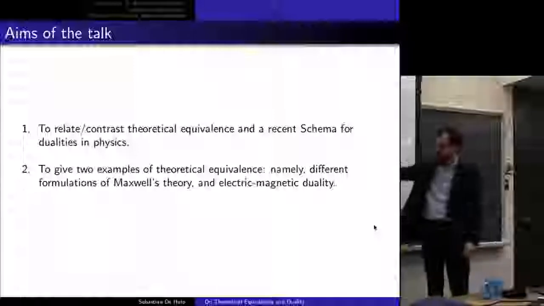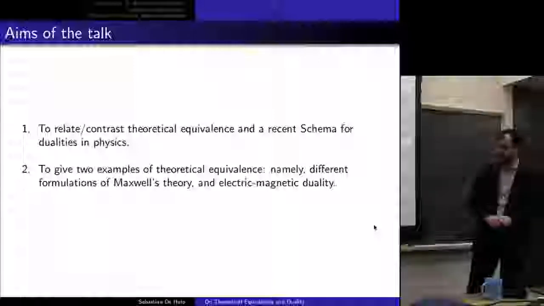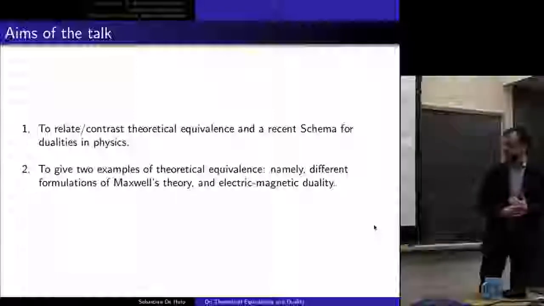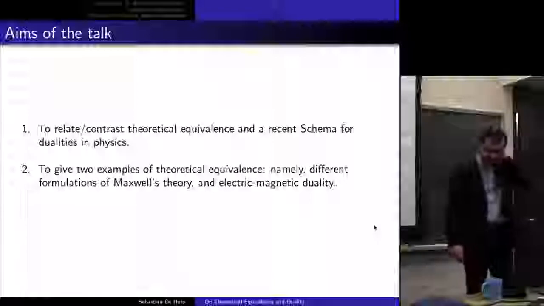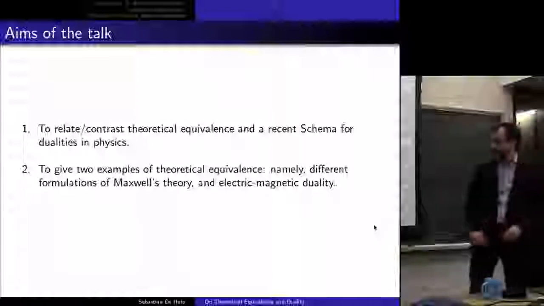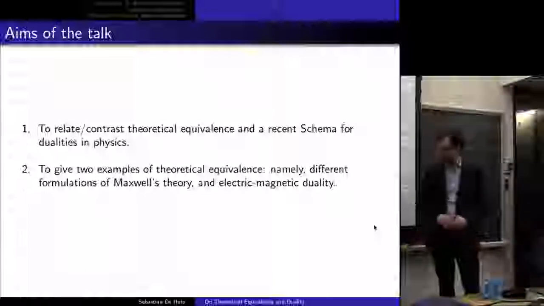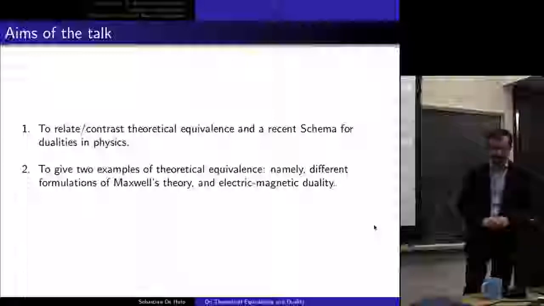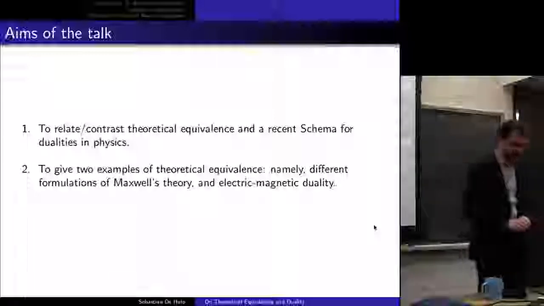So that's the plan, or the aim, of the talk. I would like to relate, but also contrast, these two notions of theoretical equivalence and the recent schema for duality that we have worked out with Butterfield. And then I will give two examples of theoretical equivalence, namely different formulations of Maxwell's theory and also electromagnetic duality.